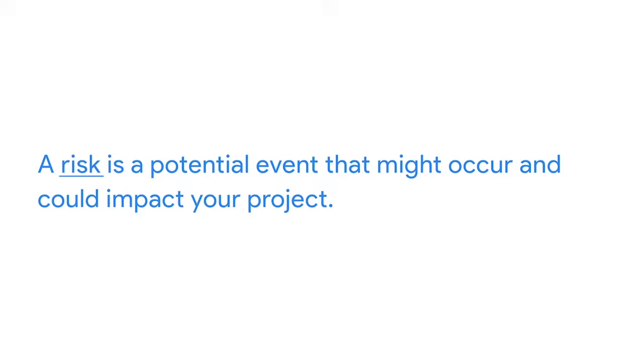In this module, we'll learn why risks and changes might occur during a project and how that can impact your project's scope. You may remember that a risk is a potential event that might occur and could impact your project. When you think about risks in the context of project management, you'll think about them as hypothetical. In other words, these might not be events that will definitely happen, but because there's a possibility that they could happen, it's your responsibility as a project manager to identify and plan for those risks.